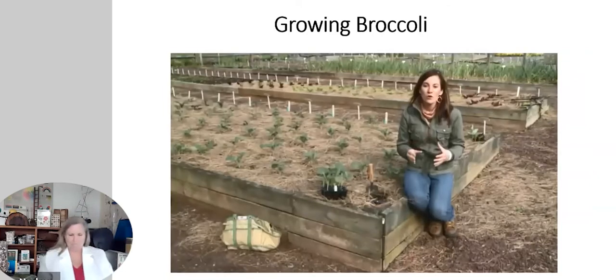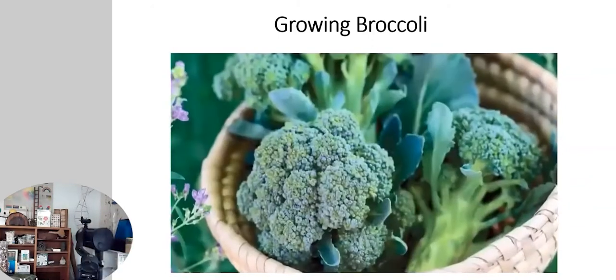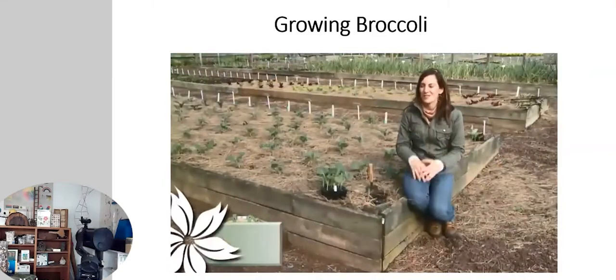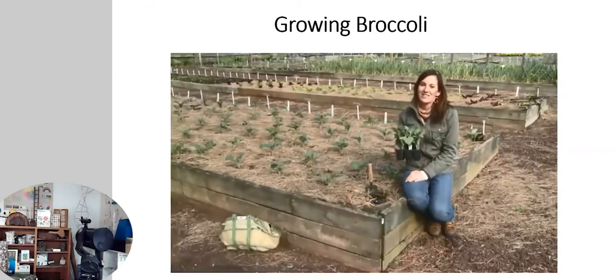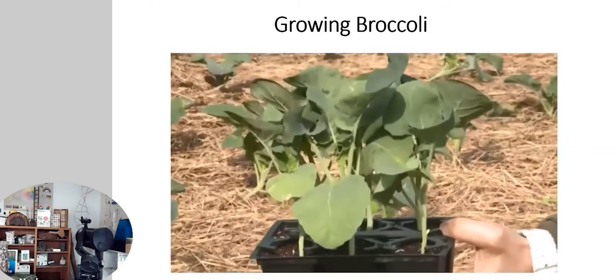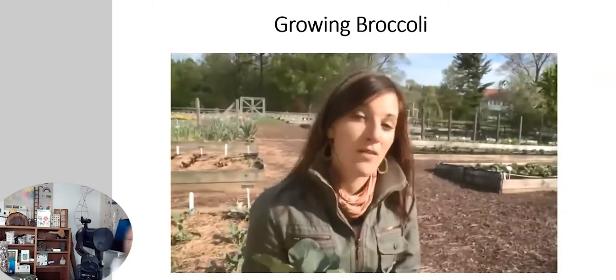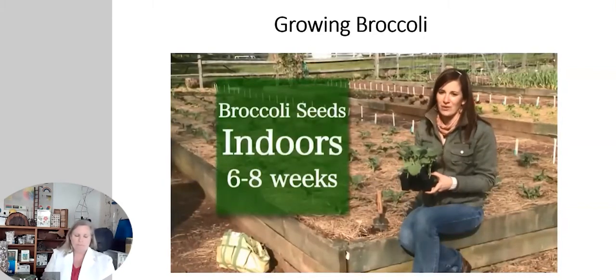The taste of homegrown broccoli is beyond compare. If you've only ever had store-bought broccoli, you don't know what you're missing. Hi, I'm Chelsea Fields, and it's early spring here at Ford Hook Farm, which means it's time to get our broccoli plants in the ground. Broccoli is best set out in the garden as pre-started plants. Since it enjoys the cool weather of early spring or late fall, you'll want to start seeds indoors 6 to 8 weeks before setting them out.